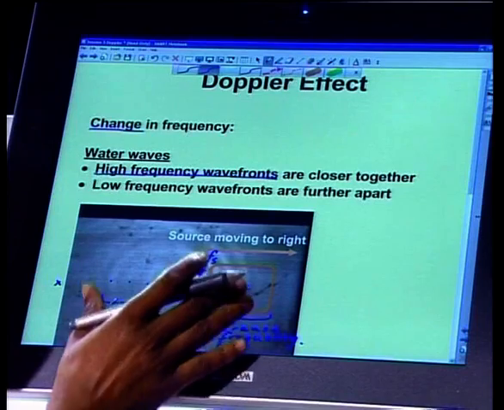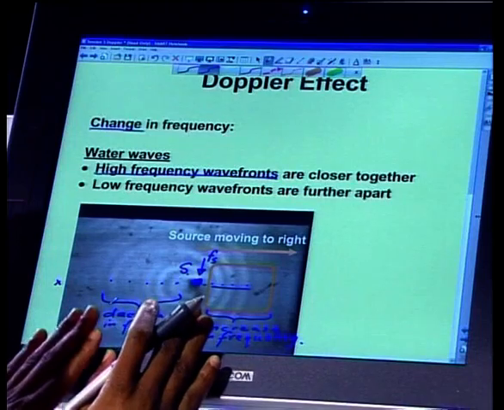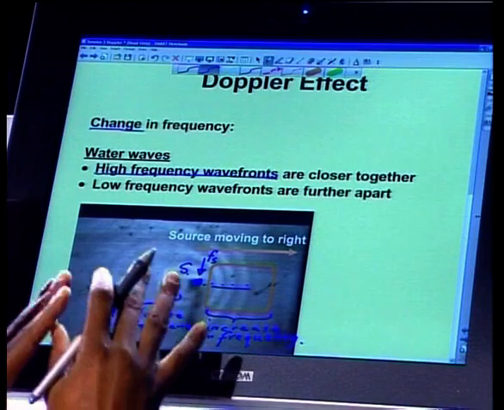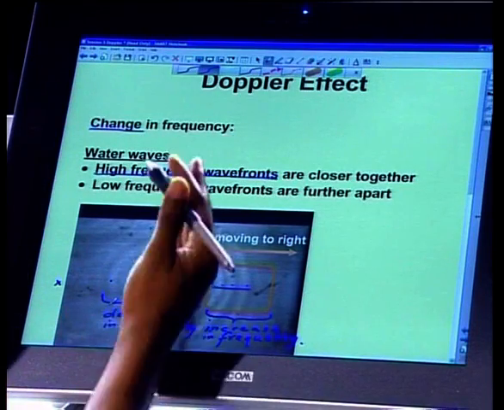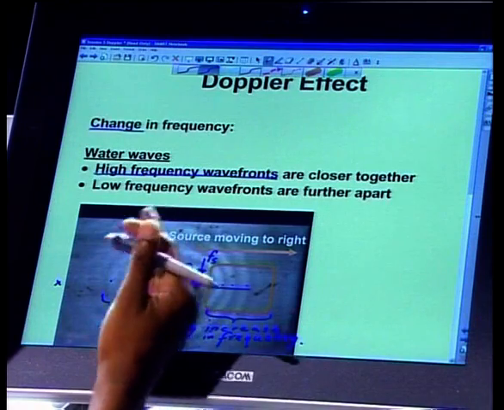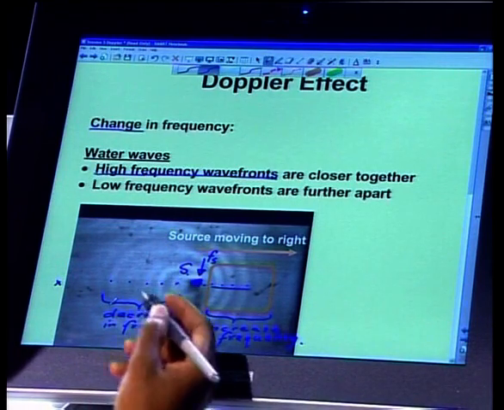So that is basically what is happening here, and that is basically the issue around the Doppler effect. It is the apparent change in frequency compared to the frequency of the source as the source and the observer move in relation to each other. From the water waves, let's now look at the sound waves and see how the Doppler effect manifests itself within sound waves. How do we observe the Doppler effect there?